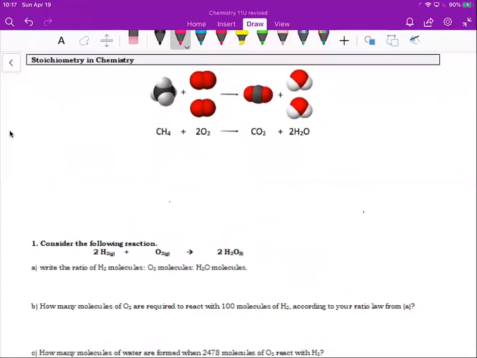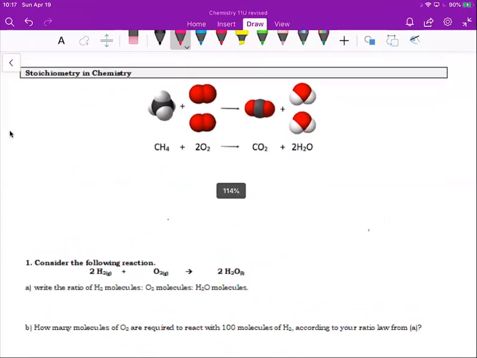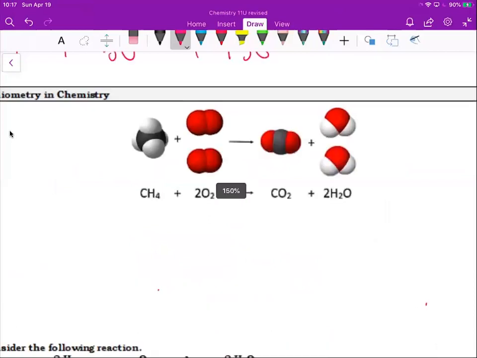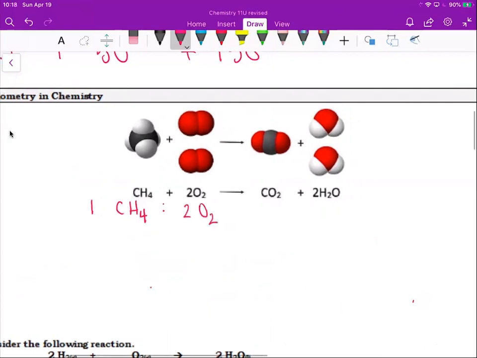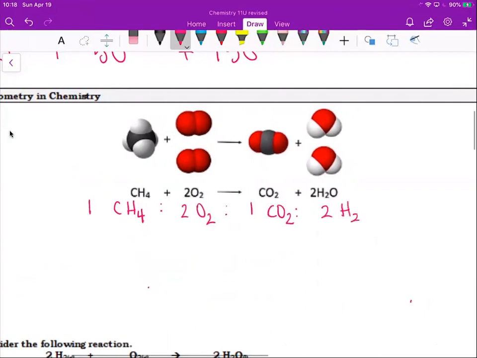That is the same for chemical reactions. So here I'm showing the combustion of methane. 1 CH4 methane particle plus 2 oxygen molecules is going to react to form 1 carbon dioxide molecule plus 2 water molecules. So now our ratio is 1 methane to 2 oxygen produces 1 carbon dioxide and 2 water.